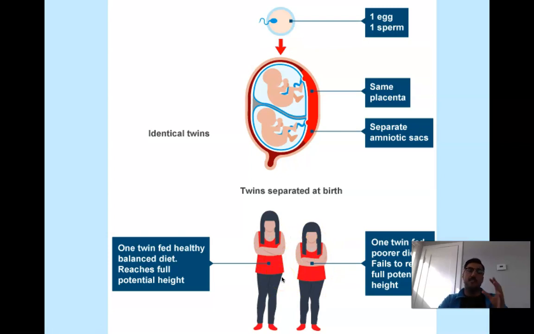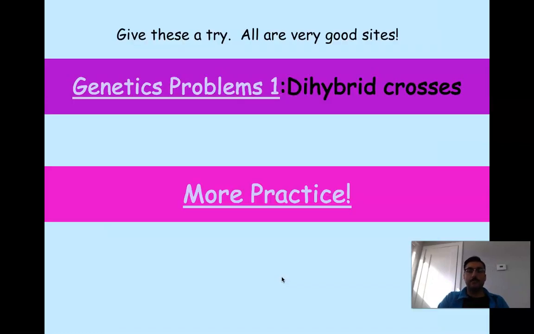Nurture versus nature. 50% each is usually what we'll say. The genetics will guide where you can be from max to min on a scale of a trait, and then your environment will tell you where you land ultimately on that scale.